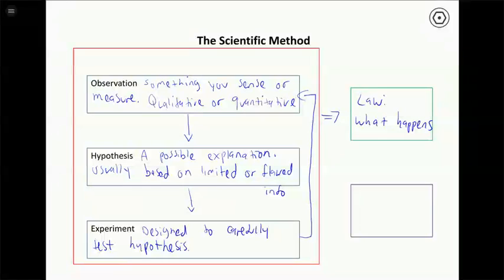So the law of gravity states that if you drop an apple from this high, every single time it's going to hit the floor with this velocity. It has these very predictable relationships that come out of that, but it just tells you what happens, not why it happens. And the theory is sort of telling you why it happens.